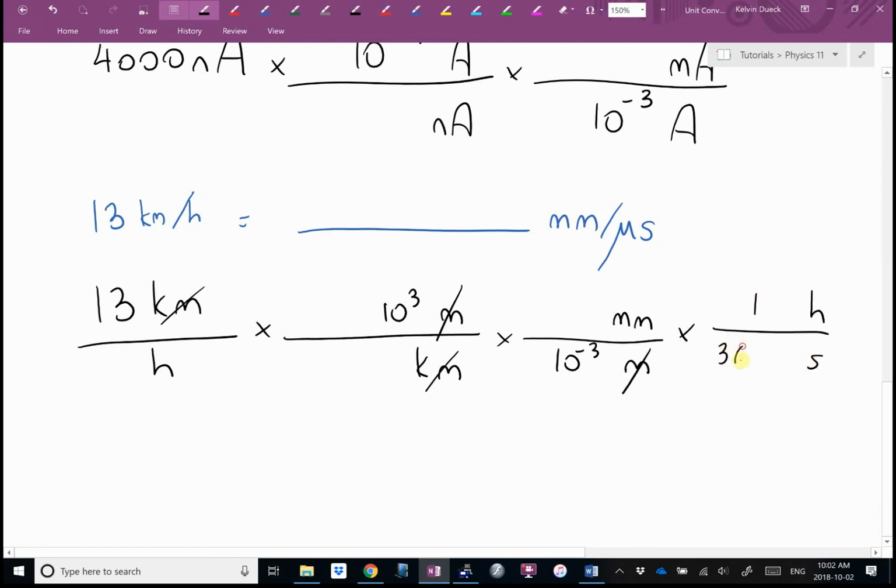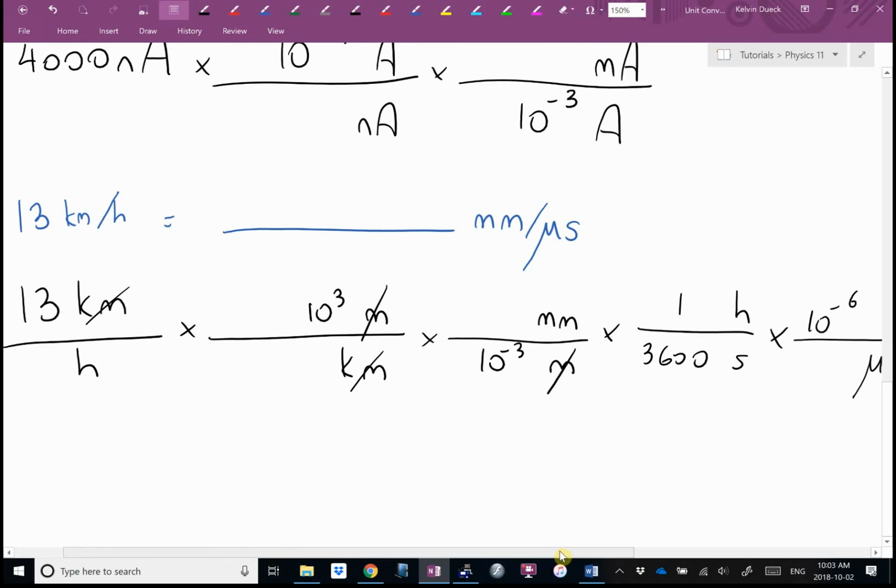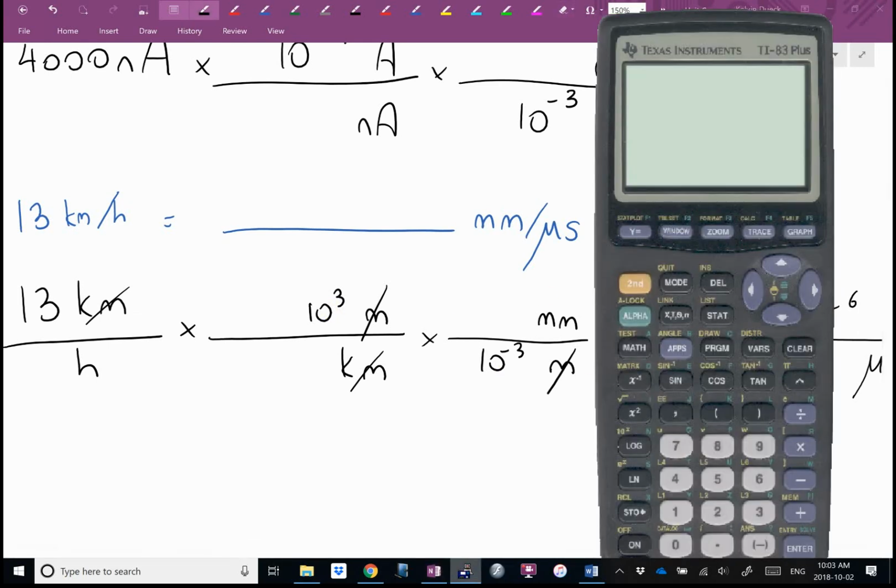It's going to be 1 hour is 3,600 seconds, except I don't want to stop in seconds. I want to stop in microseconds. Where is the S right now, where is it going to go in my next fraction? Microseconds, which I do want to end up on the bottom, I have to put down there. And micro is 10 to the negative 6. If you take physics 12, you'll end up memorizing micro in the electricity unit because you get sick of looking it up. So the whole thing is going to be 13 times that divided by, I have no idea what the answer is here.